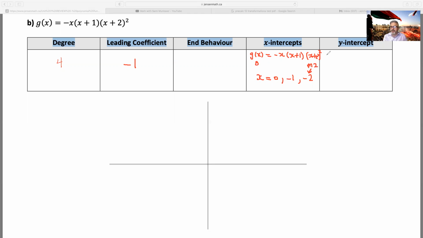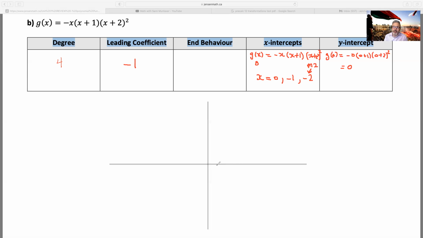The y-intercept: you do g of 0, you make x 0, then you'll have -0, and 0 plus 1, and 0 plus 2 squared. Because this is 0, when you multiply, it's all going to be 0, so that y-intercept is going to be 0. Always know if you have an x-intercept of 0, then the y-intercept is going to be 0 as well.